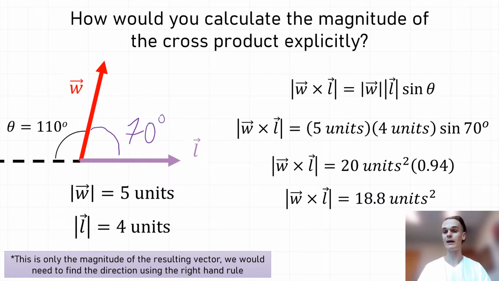And if we simplify even further, if we multiply 0.94 by 20, we get that the magnitude of the cross product is going to be equal to 18.8 units squared. So the final units of the cross product magnitude are going to be units squared, and we have explicitly calculated the magnitude of the vector that the cross product outputs.